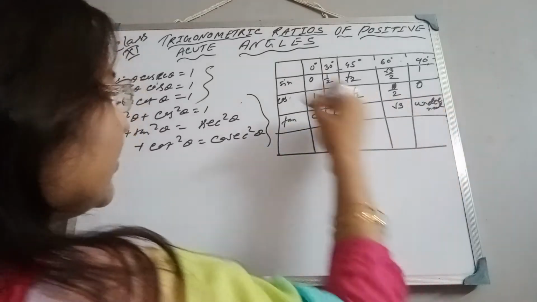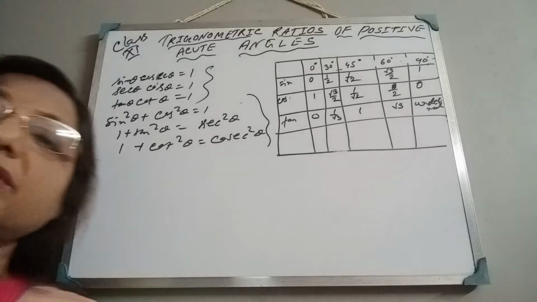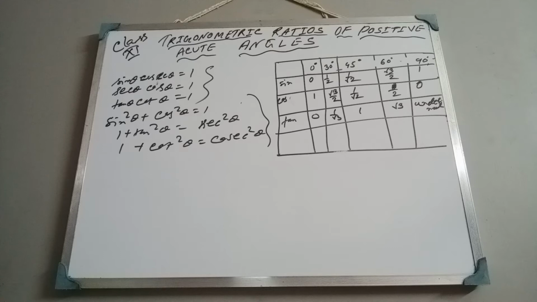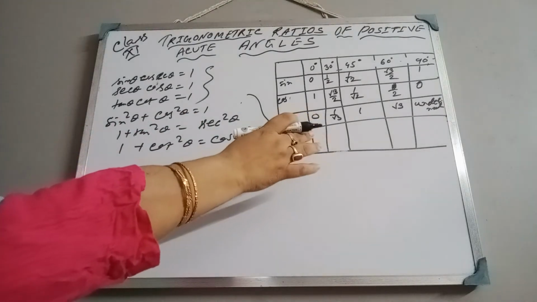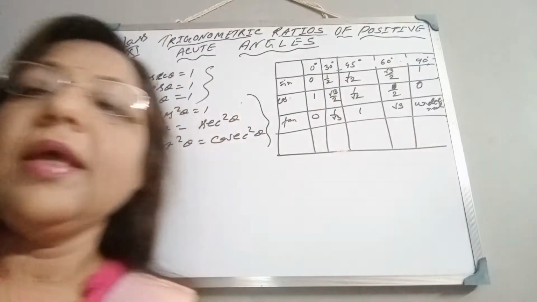Okay, similarly you can find out the others, because the relations of sine, cosec, sec, cos, tan, cot are already written, so you can write this on your own. We can write cosec, sec, and cot also here. Okay, done.